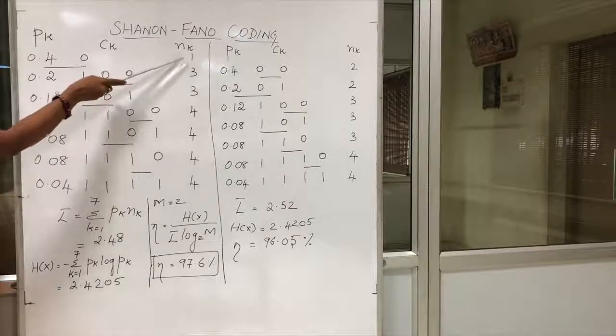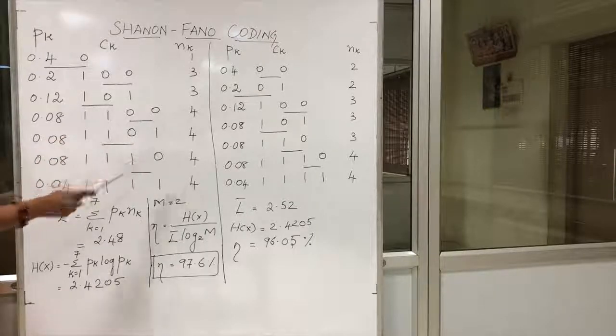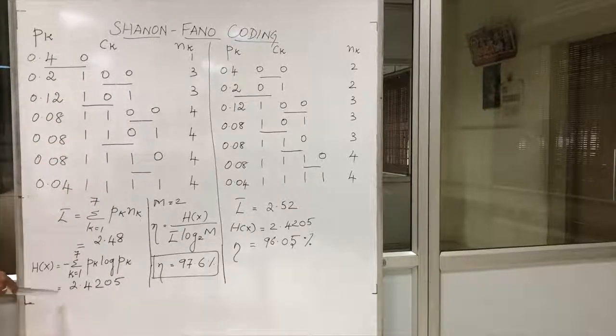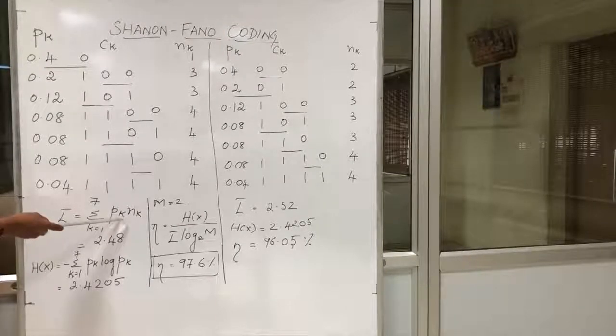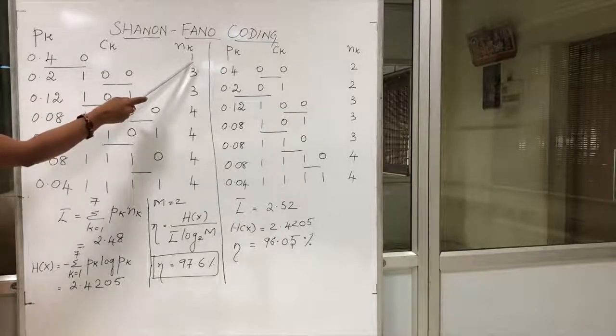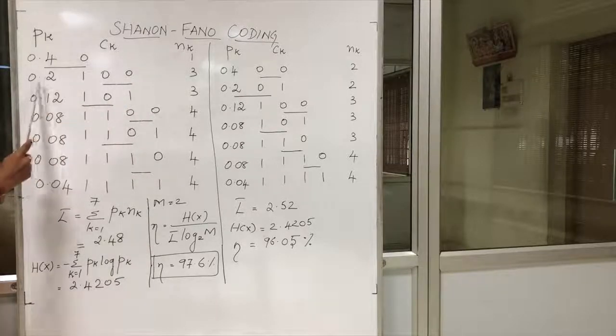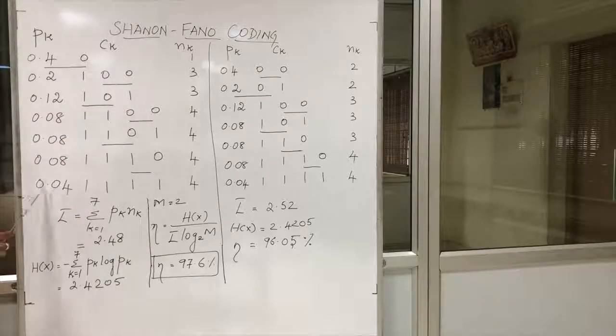Now let nk indicate the number of bits present in every code word. To calculate the efficiency, the L bar value is the average length. The formula is that we multiply each probability by the respective number of bits present in the code word, and sum it up. So it goes like this: 0.4 into 1 plus 0.2 into 3, etc., up to 0.04 into 4 as per this formula. The answer is 2.48.